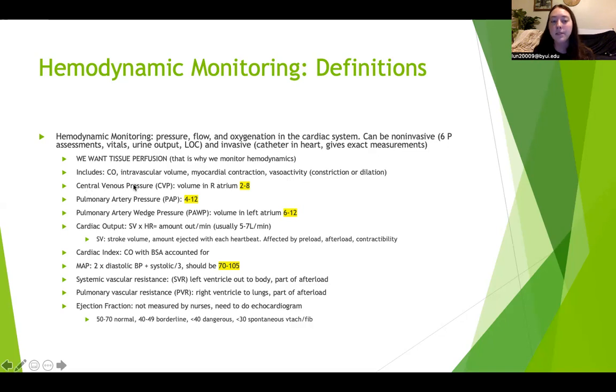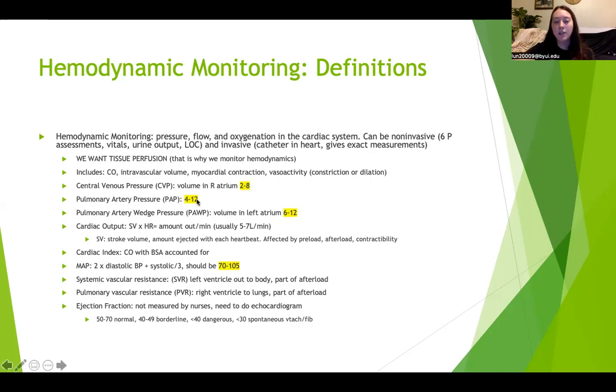So central venous pressure, CVP, is 2 to 8 mmHg. Okay, this simply just measures the volume in the right atrium. It is the blood that has returned to the heart and has caused the atrium to stretch to a certain degree. And so the lower your CVP is, the less volume is in your body. And the higher it is, it can indicate like fluid volume overload or things like that.